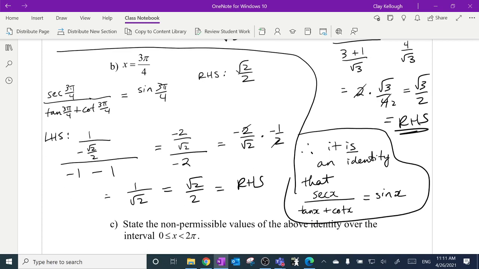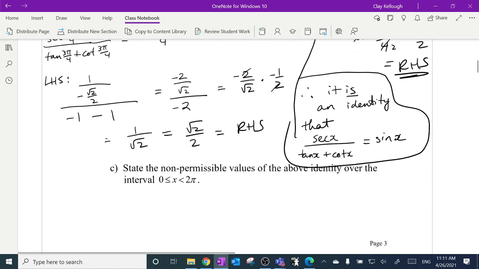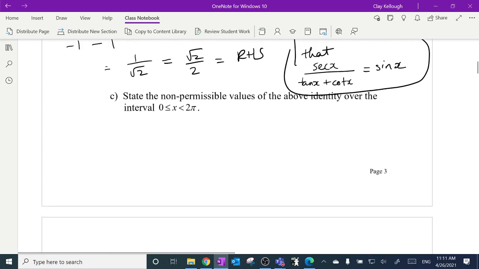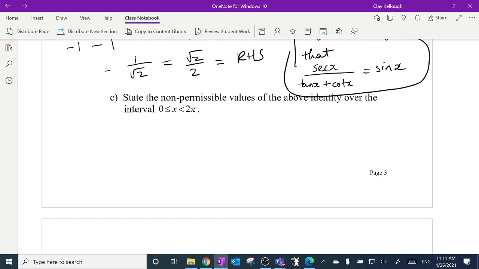But what are the non-permissible values? Well, let's see. Again, you can't have tangent values that don't exist. So tangent of x equals something undefined would not exist. So for example, x is 90 and 270, tangent doesn't exist. So from 0 to 2 pi, oh, I'm counting in pi's though. So pi by 2 and 3 pi by 2.